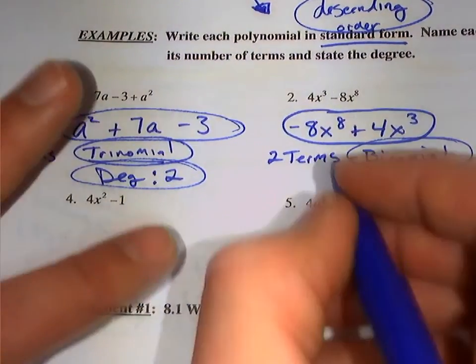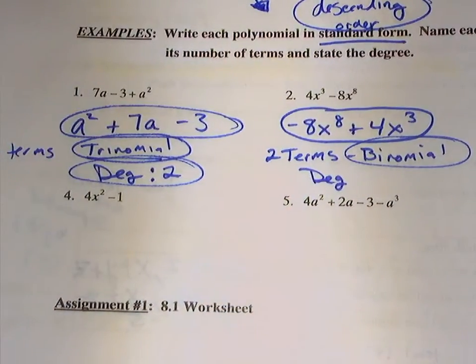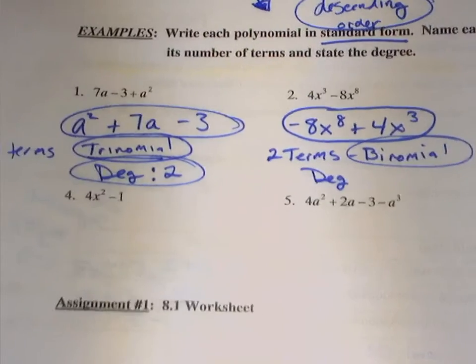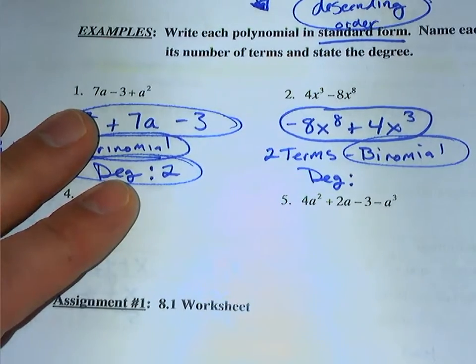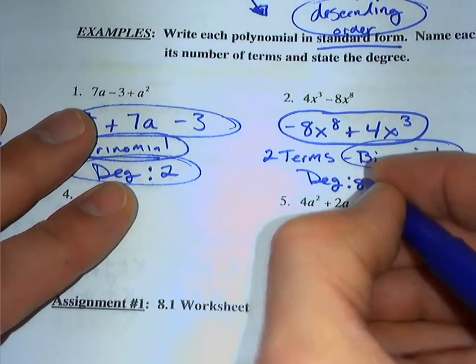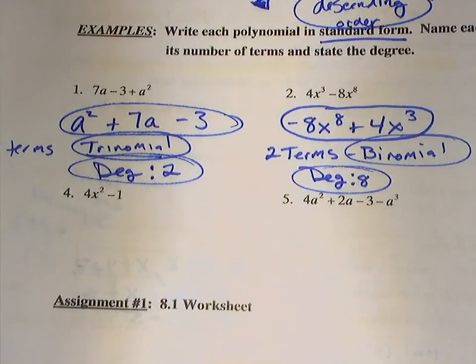Degree is the largest exponent. Basically, look at the first guy, right? We already lined it up, biggest to smallest. And Damien, what's the degree of this guy? What's the largest exponent? There we go. Easy peasy.